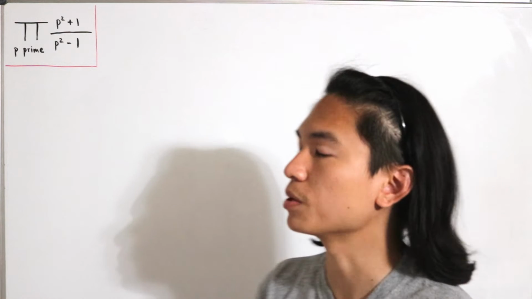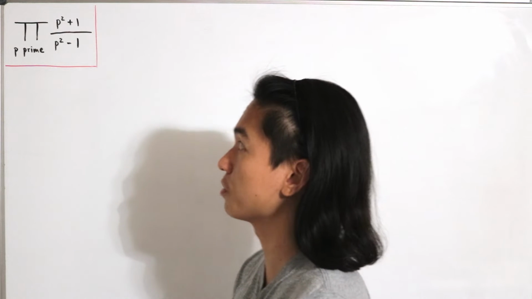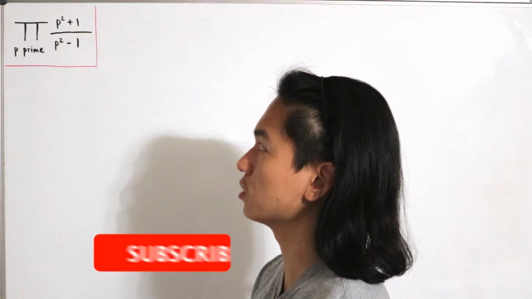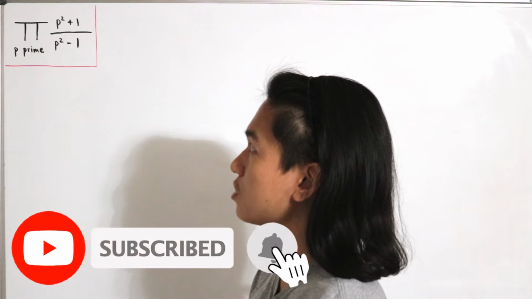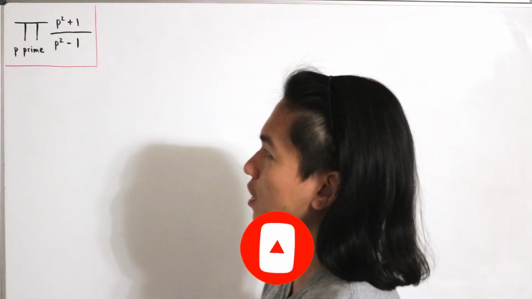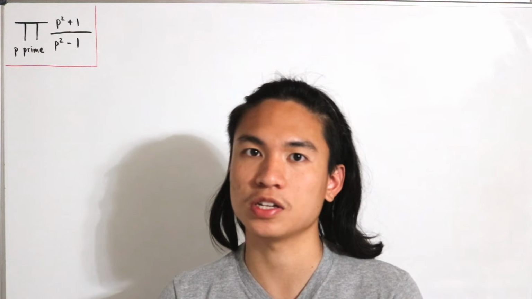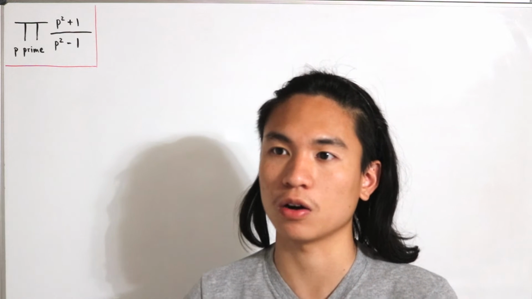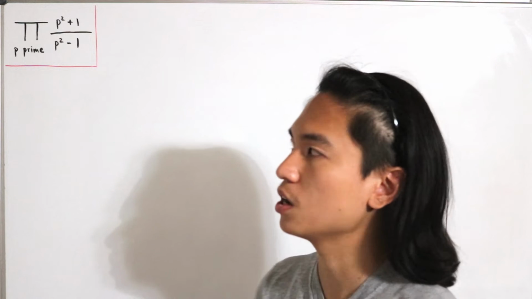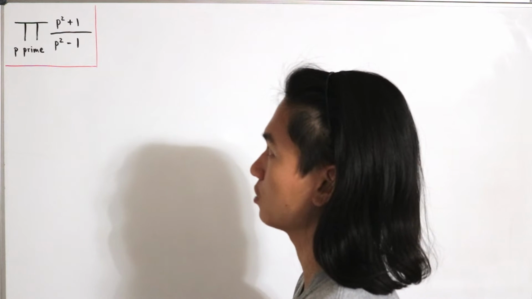So in today's video we have the following product series: the product series where our indexes are dealing with only primes of (p squared plus 1) divided by (p squared minus 1). And this is really an interesting product series since of course we're only dealing with our index p being only prime numbers, so that gives us a little bit of a challenge.